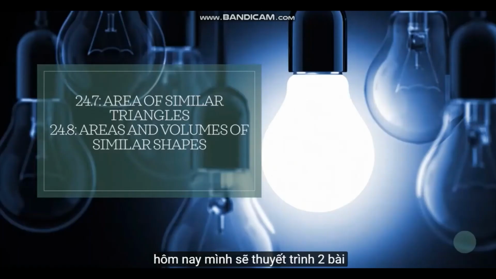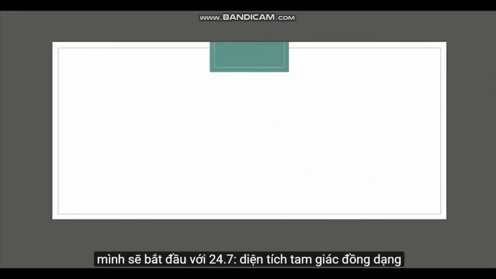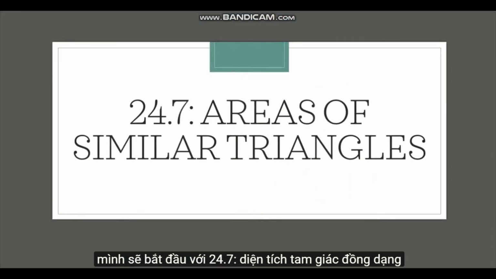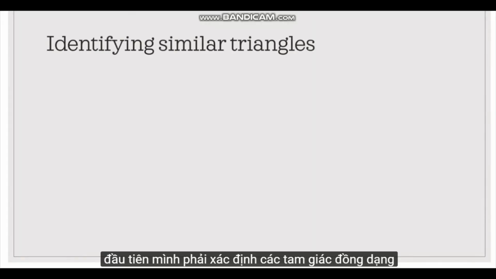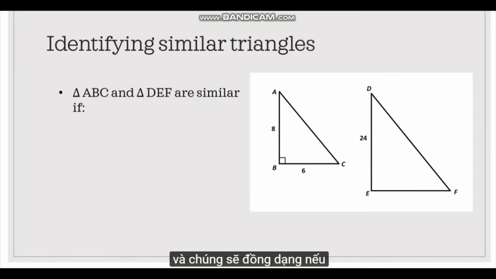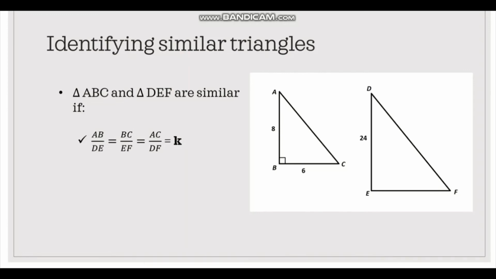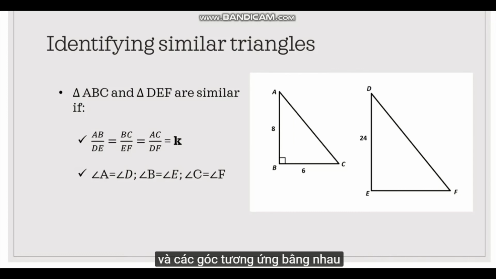So today I will be presenting two units, 24.7 area of similar triangles and 24.8 areas and volumes of similar shapes. So let's start off with 24.7 areas of similar triangles. First we need to identify the similar triangles. There are two triangles, triangle ABC and DEF, and these two triangles will be similar if the corresponding sides are in the ratio of K and the corresponding angles are equal to each other.